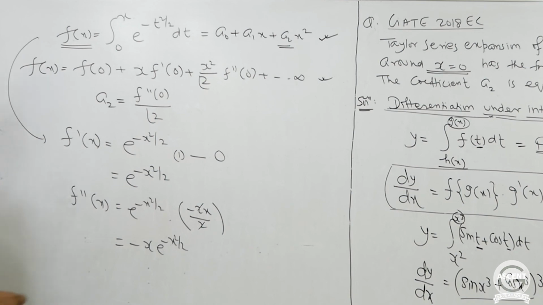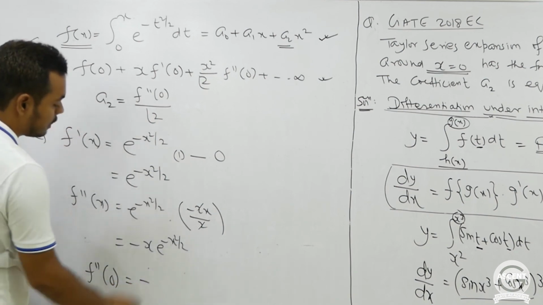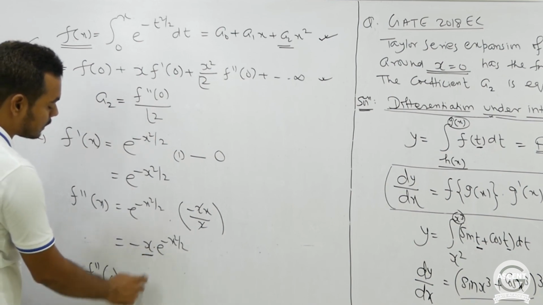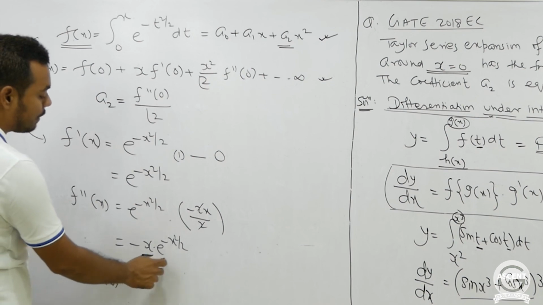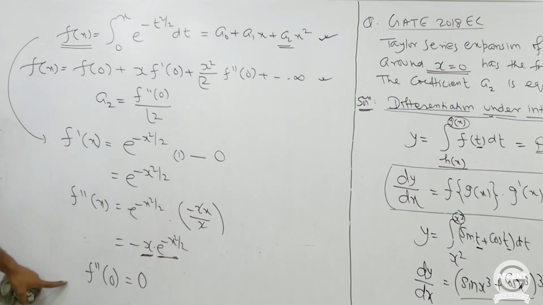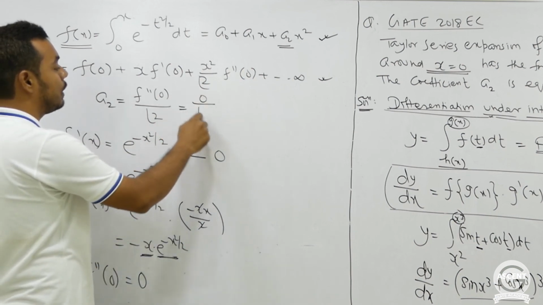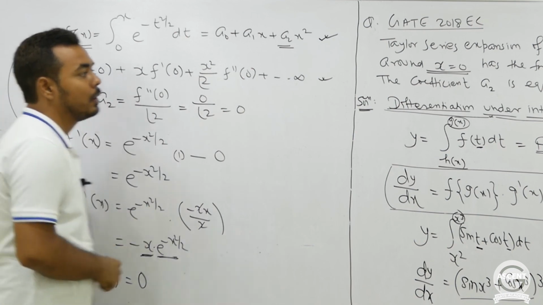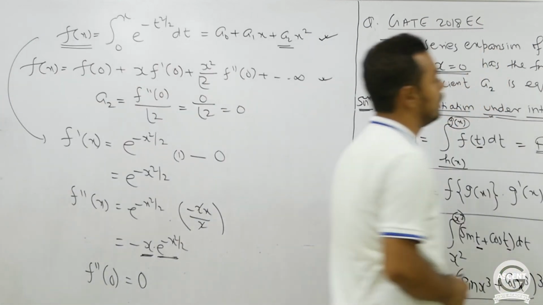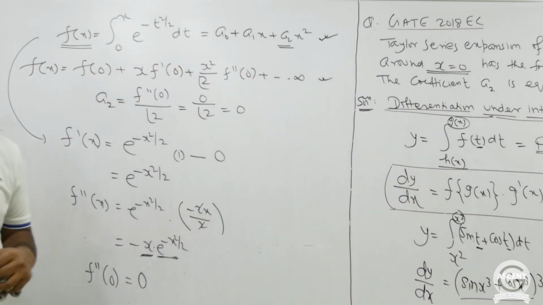Now we need to compute the second derivative at x equals 0. Since this term is multiplied by x, if I place x equals 0, I get 0. This is 1, so the product will be 0. Since the second derivative at 0 is 0, a2 will be 0 by 2 factorial, which is 0. So the correct answer is that the coefficient a2 is equal to 0. These were two problems on Taylor series. Next we will talk about partial derivatives.